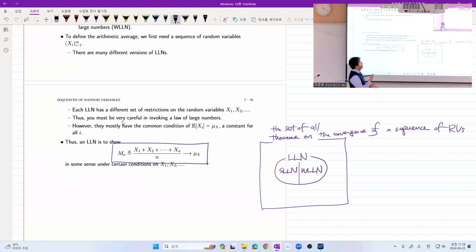The reason why we have these two subsets of theorems is that they rely on different convergence mode. In the strong law of large numbers and the weak law of large numbers, we have the same form like this. Arithmetic mean converges to the common mean. And this common mean value is common for the random variables to be summed. So first the condition, of course, it can be different.